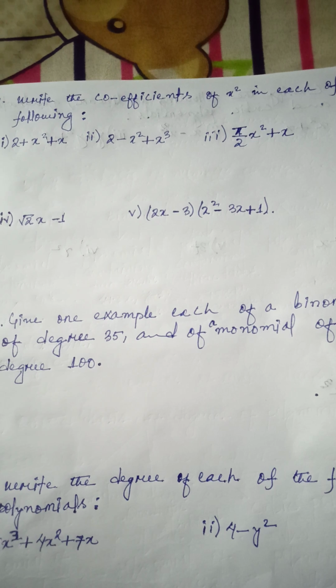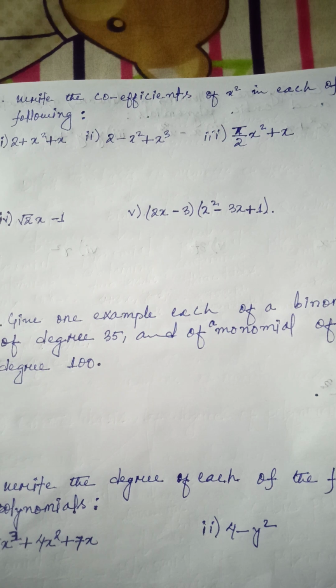Today we will discuss class 9 maths problems based on exercise 2.1, which is a chapter of polynomials. As we can see here, we are given this question, that is to write the coefficients of x squared in each of the following given Roman numbers.